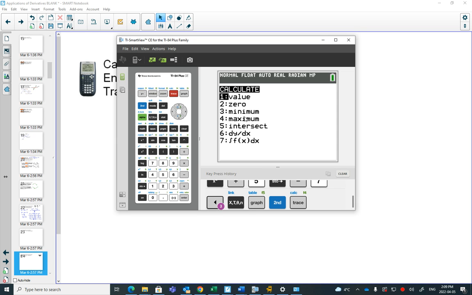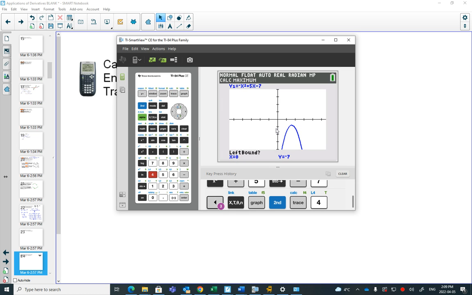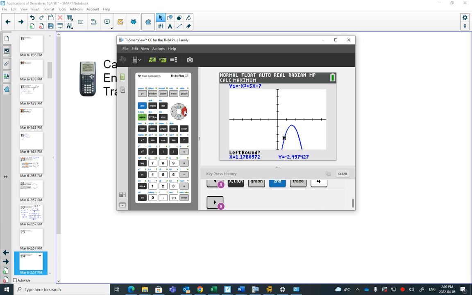If I want to find this maximum, I can hit the second trace button because above it says calculate. In this case, I want to find a maximum, number 4. Using your cursor, your maximum is going to be about there. You need to start on the left side of it. You can be anywhere on the left and push enter. Some of the newer calculators will put a dotted line. Older calculators will just draw an arrow at the top. Then you need to go to the right of it.